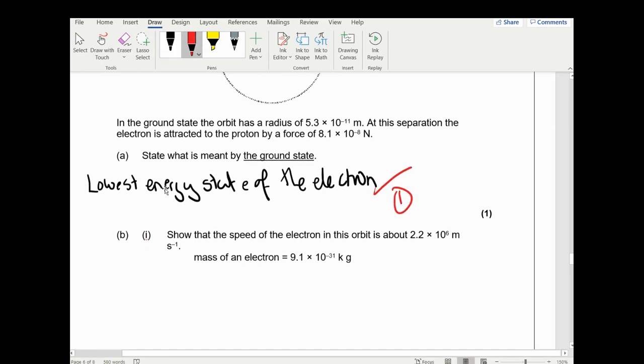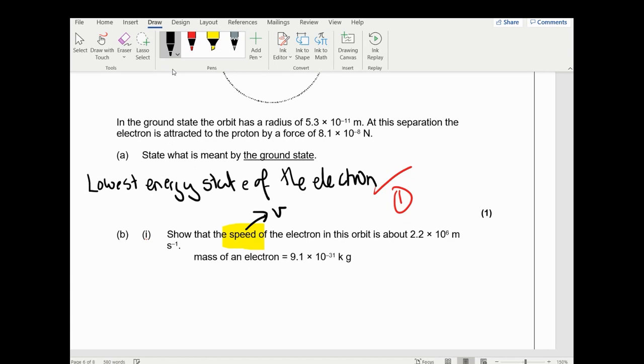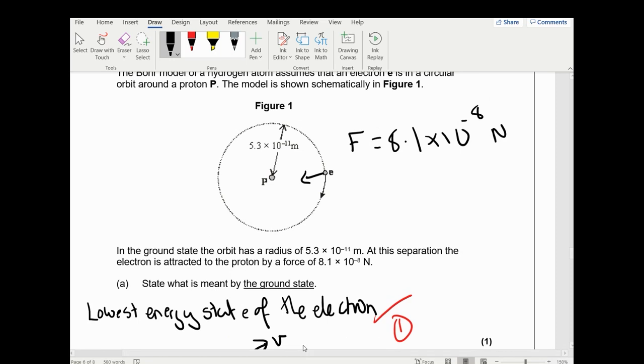Show that the speed, now this is where my words matter, speed, so I'm looking for the letter v, of the electron in the orbit is 2.2 times 10 to the 6. The mass of the electron is 9.1 times 10 to the minus 31. I'm looking for v, so I immediately write that down. I don't have enough information to find omega, but I have highlighted that I'm after v. I know that F, I've identified that this is the centripetal force.